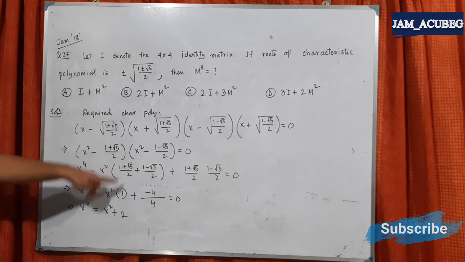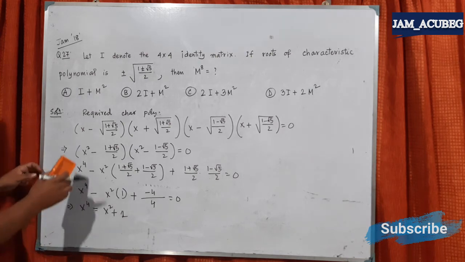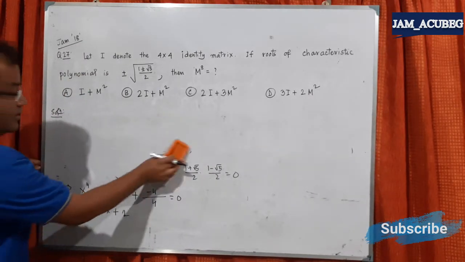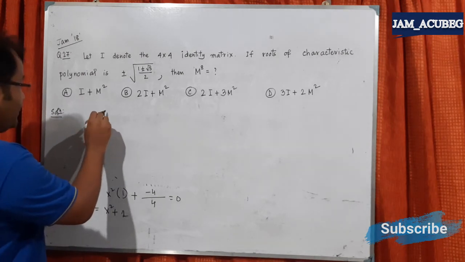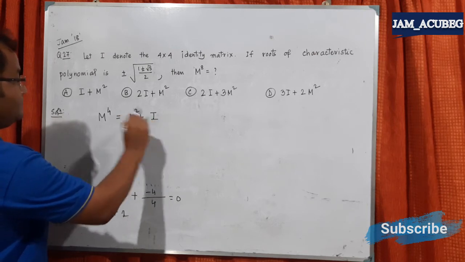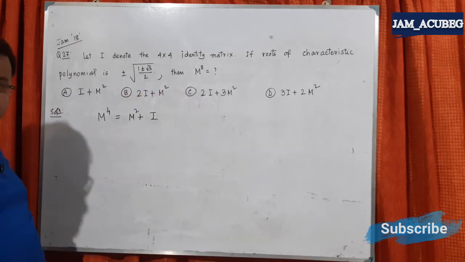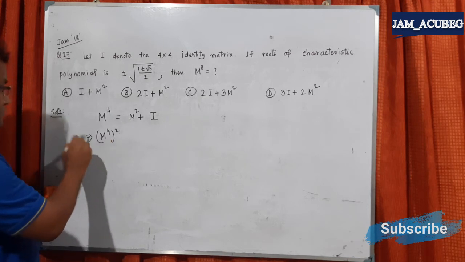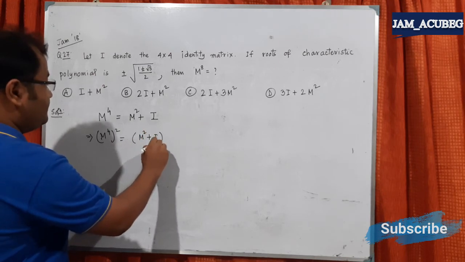Now you see we have got the characteristic equation. If I have the characteristic equation, that means I have the corresponding matrix equation also, because by the Cayley-Hamilton theorem every square matrix satisfies its own characteristic equation. So we have m to the power 4 equals m square plus I. But the problem is that you have to find m to the power 8. So what can we do? We simply square it. So what will it be? It will be the square of this one, so m square plus I whole square.